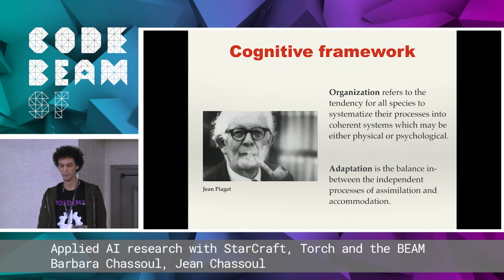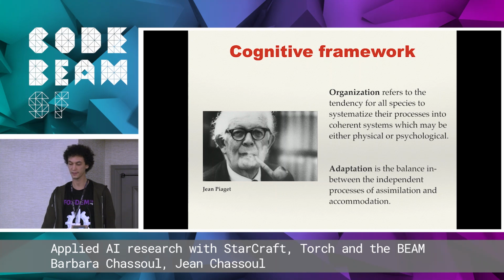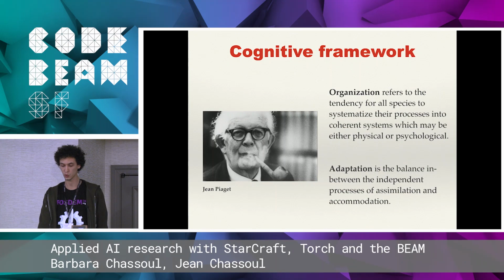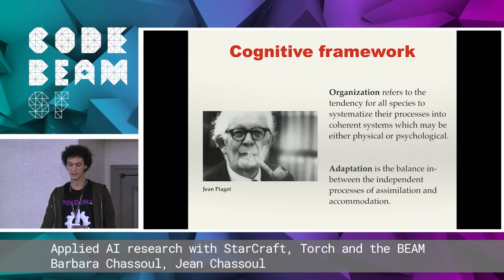Jean Piaget believed human beings inherit a tendency to organize their intellectual processes and to develop particular adaptations to their environment. Organization refers to the tendency for all species to systematize their processes into coherent systems, which may be either physical or psychological. Adaptation is the balance between the independent processes of assimilation and accommodation.